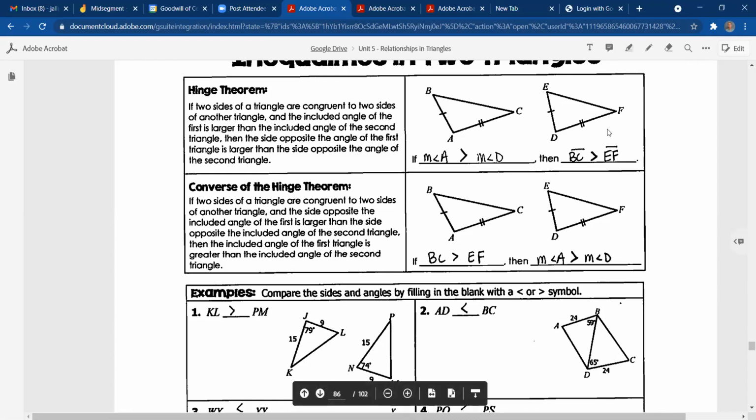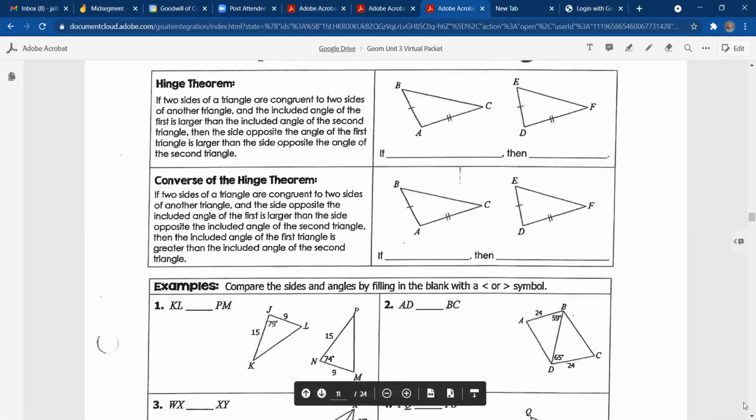Because you can tell they're giving you some congruencies here between sides of the two triangles. BA and ED are congruent. AC and DF are congruent. The converse is just the opposite. You know what the side relationships are. BC is bigger than EF. Then you know that that angle A has to be larger than angle D. And that's really all there is to that.